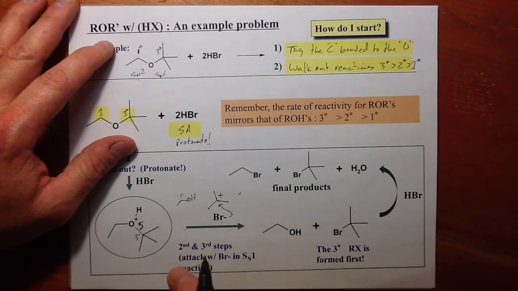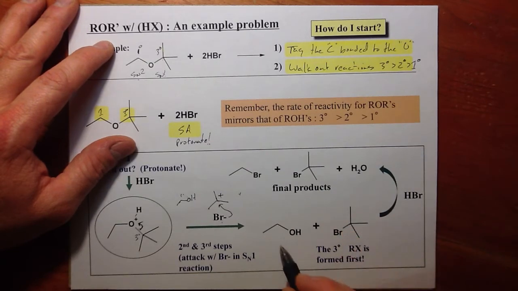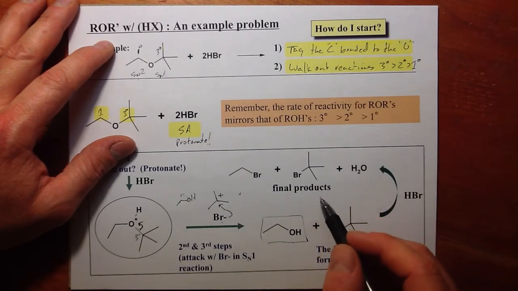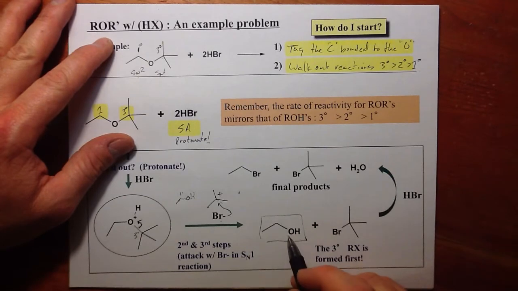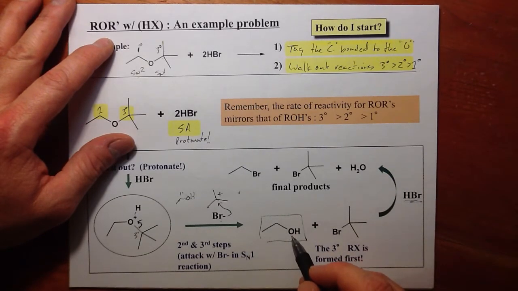Now we're at this point. We've already carried out our protonation. The second and third steps were form the carbocation and attack that carbocation with bromide. Now we're starting all over again in a sense, because we have our first product formed with HBr, but we have an alcohol, and this alcohol can continue to react. Just like we had in the last presentation, we would protonate this oxygen with the HBr, and it would be a good leaving group.